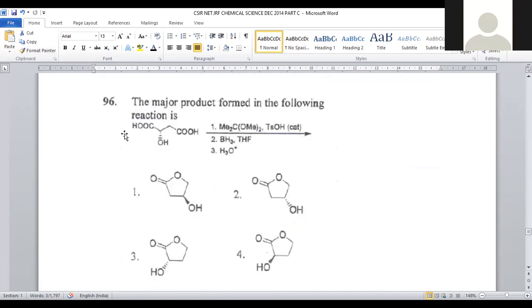Let us move on to question number 96. The major product formed in the following reaction. This is a part of organic chemistry where we are taking a dicarboxylic acid system. What kind of name of the compound? So here 2 carbons and 2 carbons with carboxylic acid, so it is the succinic acid. So hydroxysuccinic acid, alpha hydroxy, right? So it will be treated with dimethoxy, OMe taken twice, tosyl alcohol will be added, and also borane will be added in the presence of tetrahydrofuran.